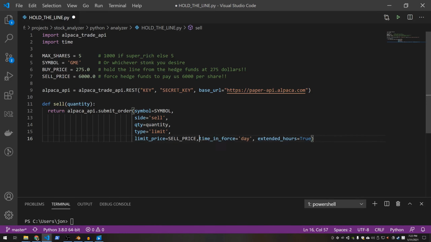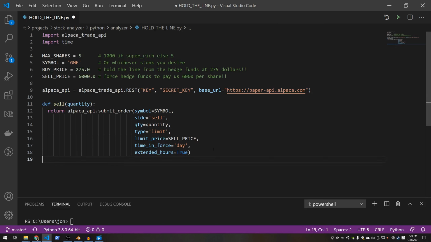Now, the reason we're using a limit order is because we only want to actually sell the stock when the price reaches our sell price. We could try to time it perfectly and submit a market order at the right time, but that's extremely difficult to do in practice. So you want to set up a limit order so that you don't miss the spike.